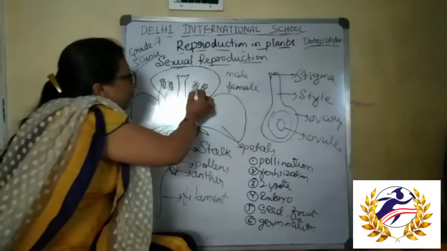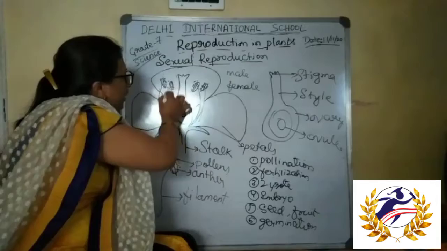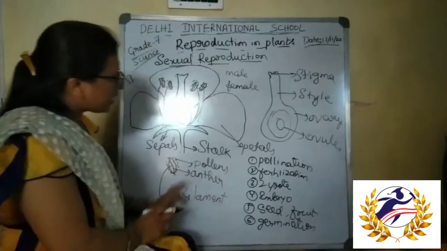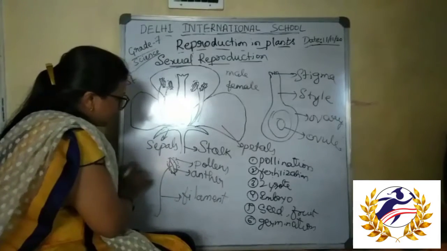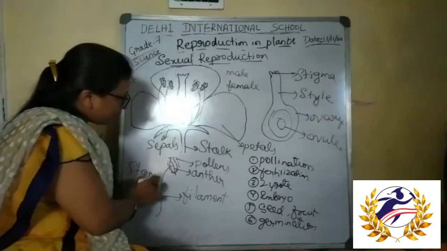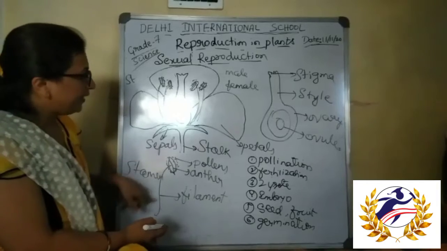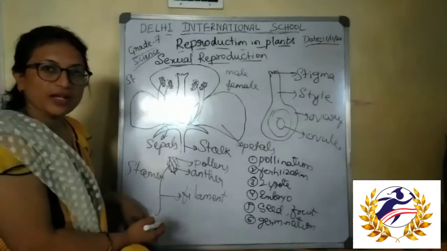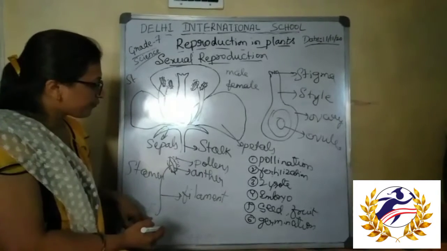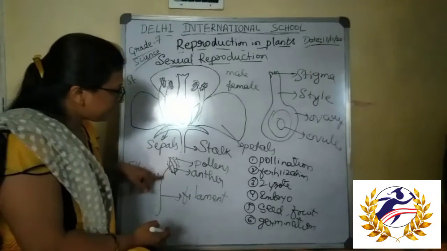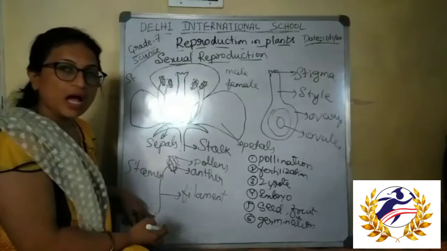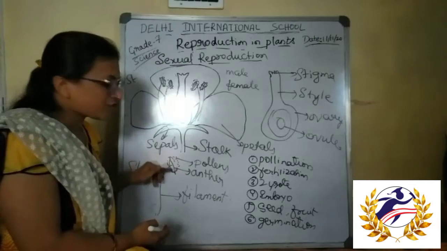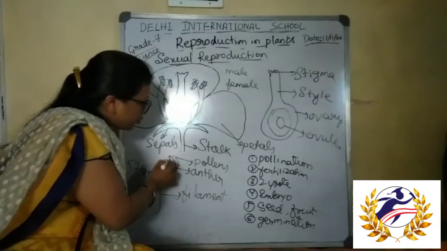This is the male reproductive part, called the stamen. This is the structure of the stamen, the male reproductive part. I took one stamen from here. This is the male reproductive organ of the plant. This is the stalk portion, called the filament, and this is a bilobed structure, having two lobes.